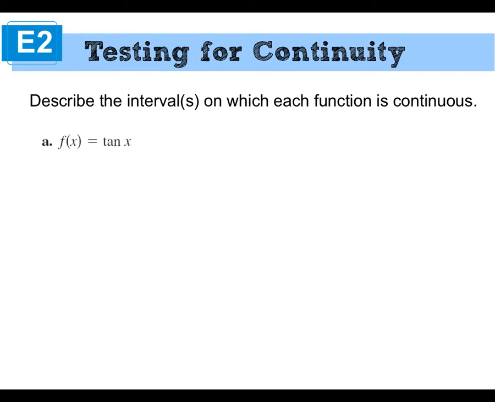Yes. Good. Is it continuous from 0 to pi? No, correct. Anywhere there's an asymptote, it's going to create some problem. So in this problem, it says, describe the intervals for which each function is continuous. So I want to know where the tangent is continuous. You can do it one of two ways. You can actually cheat, and instead of saying where it's continuous, we can also say where it's discontinuous.